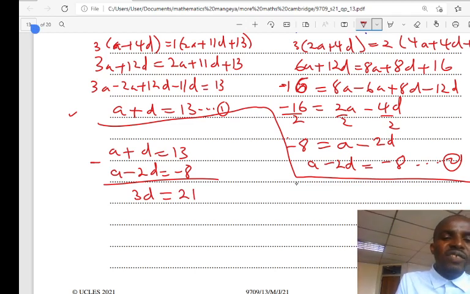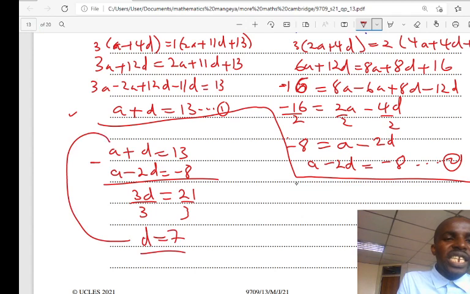Because 8 plus 3 is 11, 1 carry 1, so it's 21. Then you divide by 3 here, you get your d is equal to 7. Then after getting your d, 7, you want to get your a. So for a, you can just take equation 1 or 2. Let me take equation 1.